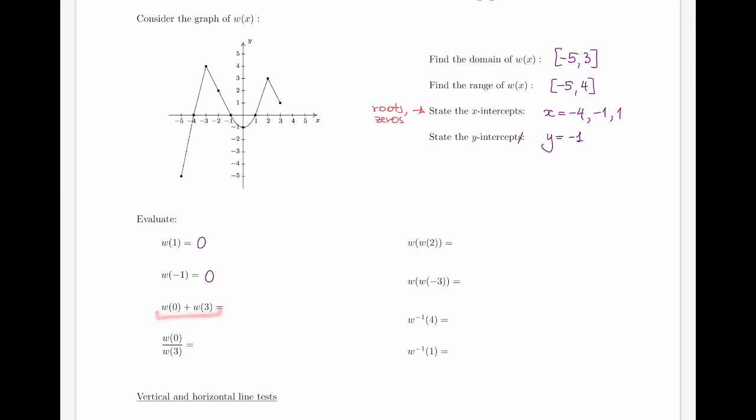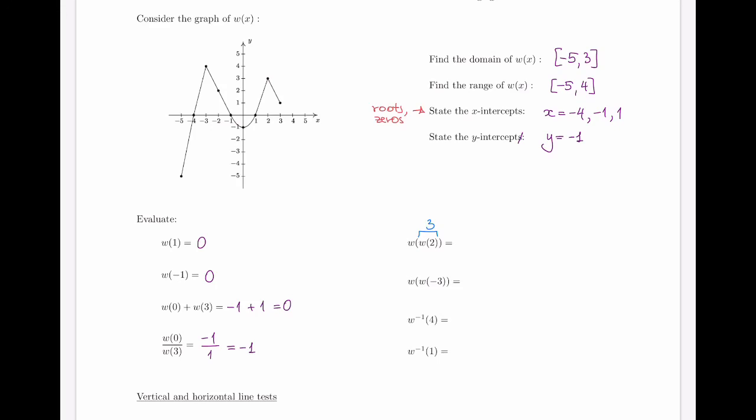For this next one, w of 0 plus w of 3, we will have to compute them separately. W of 0, so when x is 0, y is -1, and when x is 3, y is 1. So I'm going to have -1 plus 1, which altogether comes out to be 0. For the next one, w of 0, which was -1, divided by w of 3, which was 1, I can simplify to be -1. Function composition, in this case, the same function applied twice, works the exact same way as we've done it before. So I have to work inside out. I have to first compute w of 2. So when x is 2, the corresponding value of y is 3.